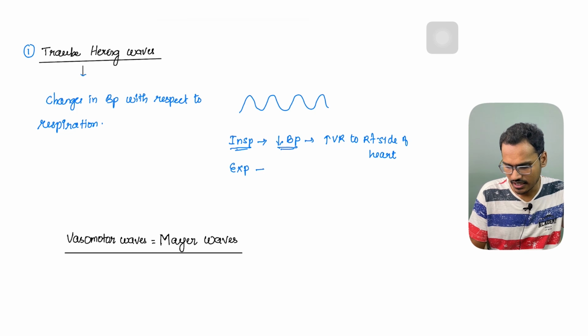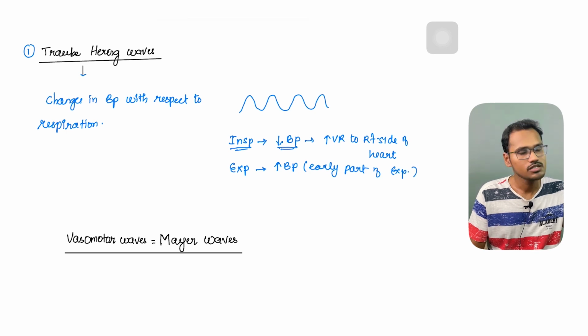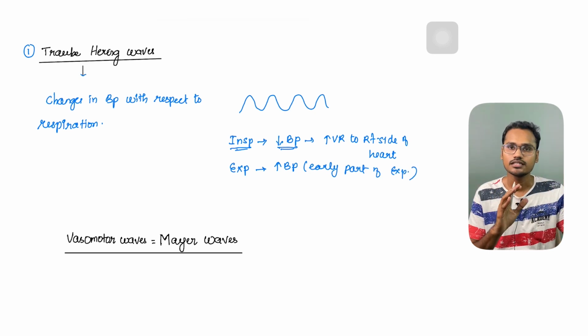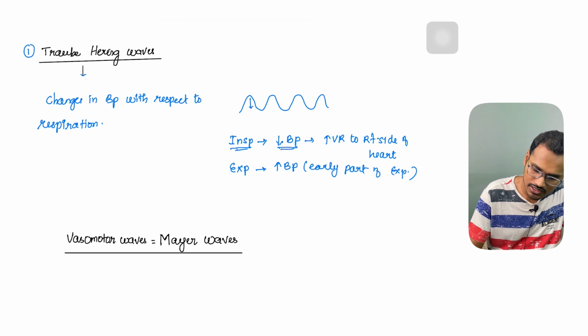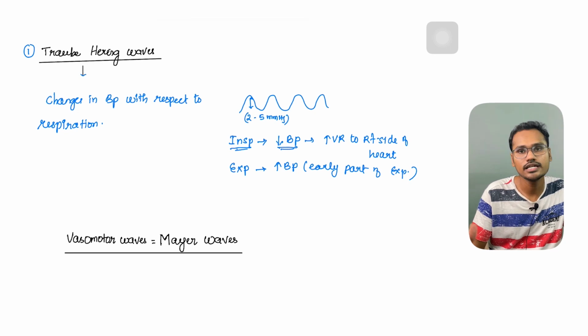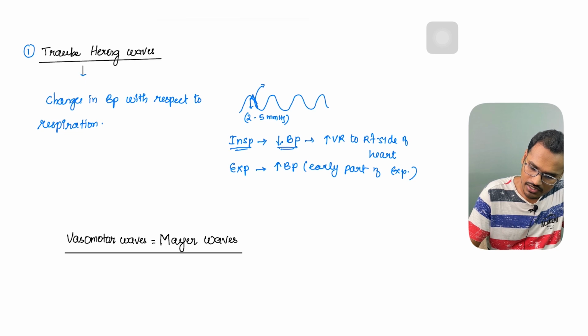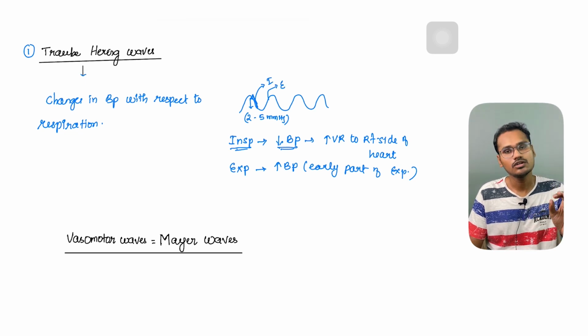During expiration, there is a slight increase in BP, especially during the early part of expiration. So this is normally happening in all of us. There is a fluctuation in BP during inspiration and expiration. How much change is going to happen? The changes will be very minute, around 2 to 5 mm of Hg. The fall will happen during inspiration and the rise during expiration. So this type of fluctuation is called Traube-Hering wave.